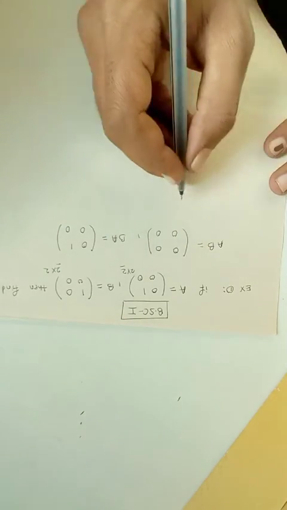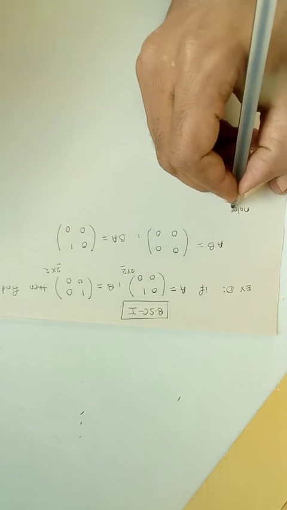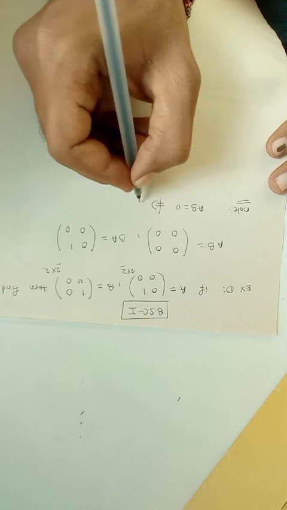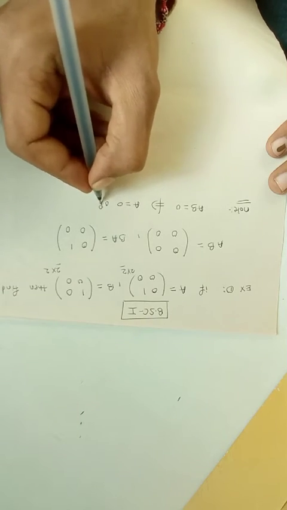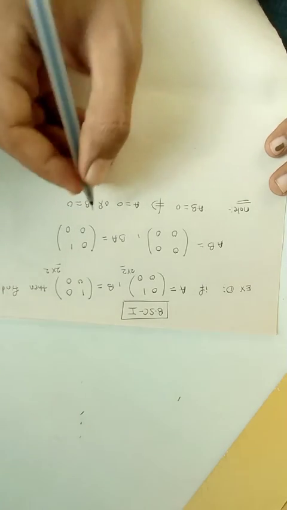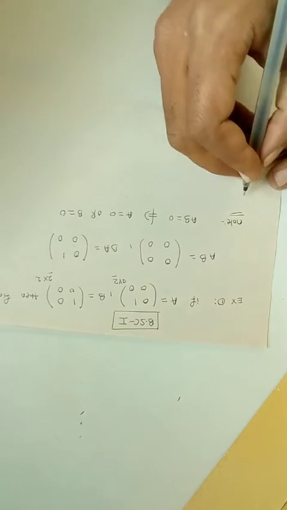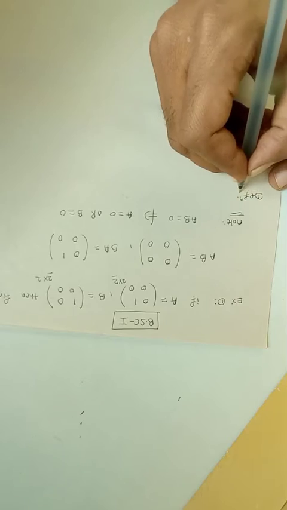So we can write one note: AB equal to 0 does not imply A is equal to 0 or B is equal to 0 matrix. That is, AB is equal to 0 does not imply that A is a null matrix and B is a null matrix. So write down one definition.